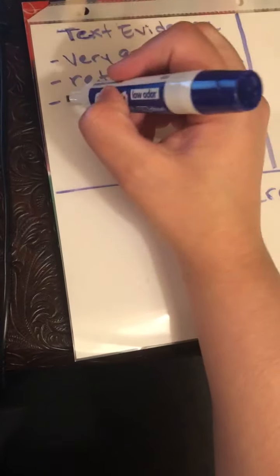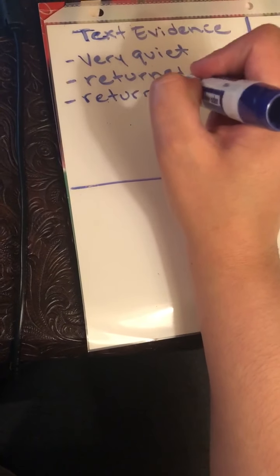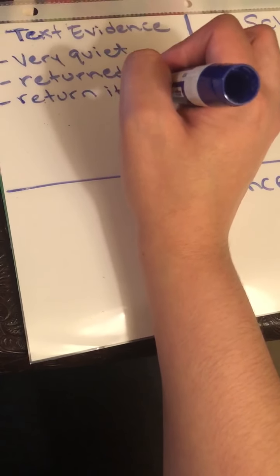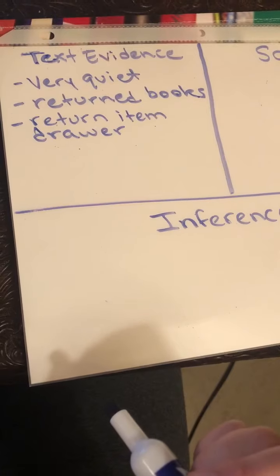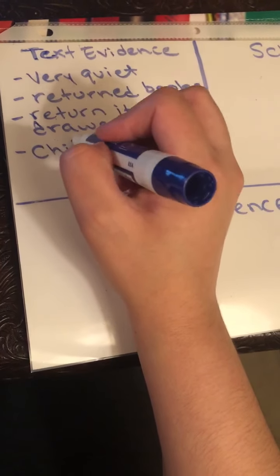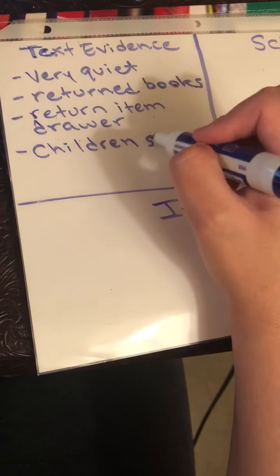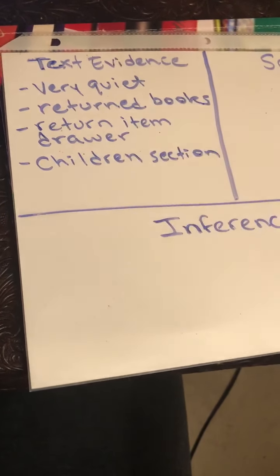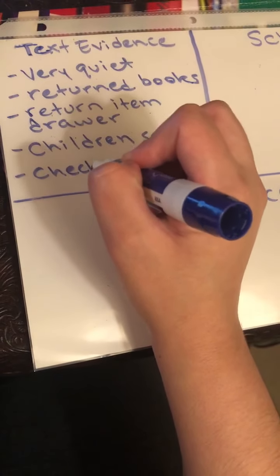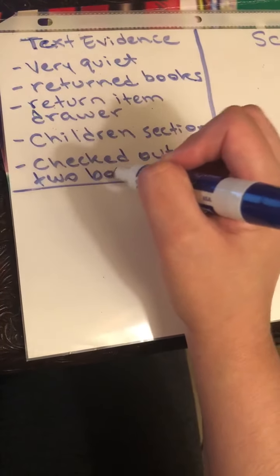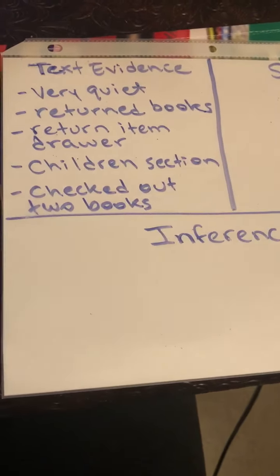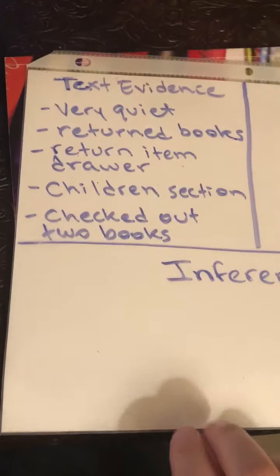He not only put them anywhere, he put them in a special drawer in the return item drawer. Then he went to the children's section. And lastly, he checked out 2 books. So as I'm writing my text evidence, I'm already thinking, well, what do I know about very quiet places?